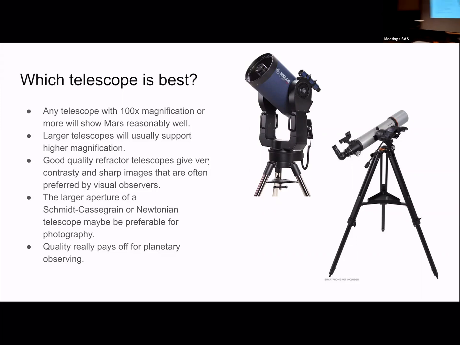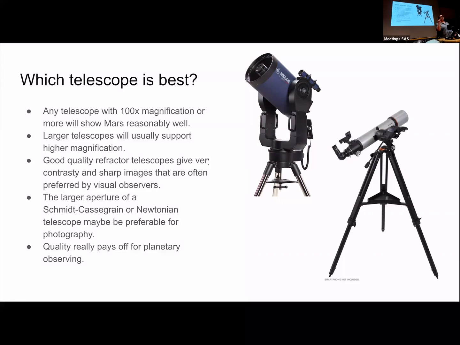That one is about 3.5 inches. Yeah. The larger aperture of the Schmidt-Cassegrain or the Newtonian may be preferable for photography, and this is really just because it's able to resolve smaller details. So if you're taking pictures, it's going to be all about trying to get the tiniest little details possible. When you're doing visual, sometimes you can't perceive those tiny details as much. It's more about having the contrast and the sharpness. But yes, quality of your gear is really going to pay off for planetary observing.